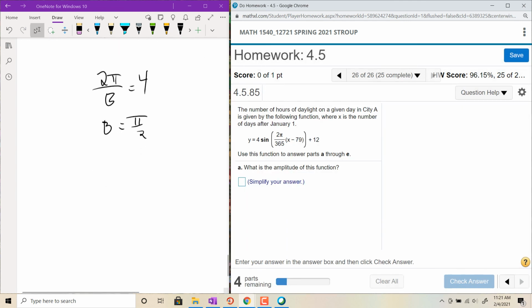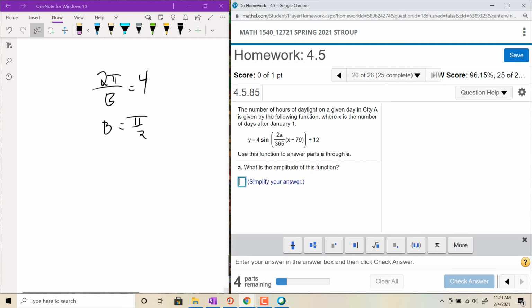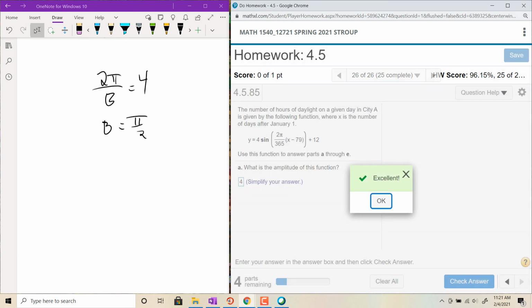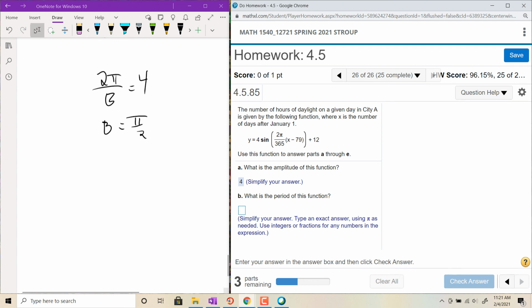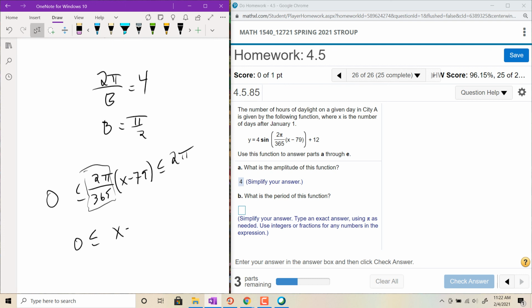And finally, look at this one. It's the amplitude of that thing. That's 4. That is the period, so we have to go through all this. 2 pi over 365, 79. And then we're wedging that in between 0 and 2 pi. So multiply everything by the reciprocal of this. It's going to be 0 less than or equal to x minus 79 less than or equal to 365. And then add 79 on all 3 sides. 79 less than or equal to x less than or equal to 365 plus 79.